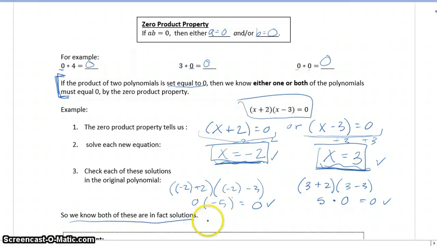So go ahead and write out your solution as x is equal to negative 2 and 3.